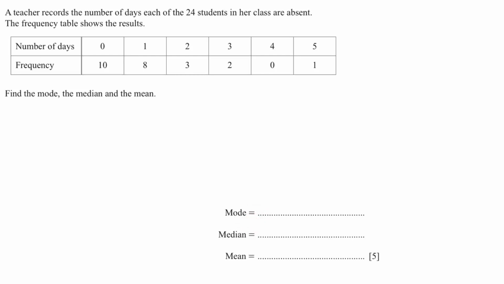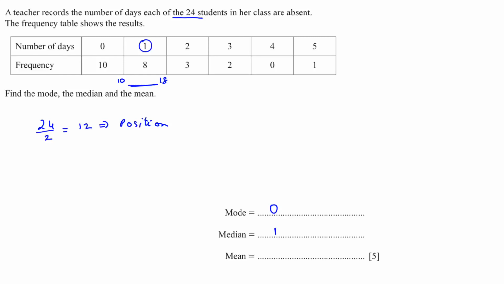Mode is the most repeated number. So from the table we can see the highest frequency is 10, and the number of days is 0. Therefore the mode is 0. To find the median, we divide the frequency by 2. So 24 divided by 2 is 12. This gives us the position of the median. If we are adding the frequencies, we'll get 10 plus 8, 18, and 0 plus 10, 10. The position 12 is in this bar when the number of days is 1.